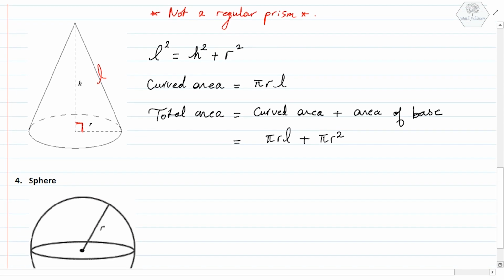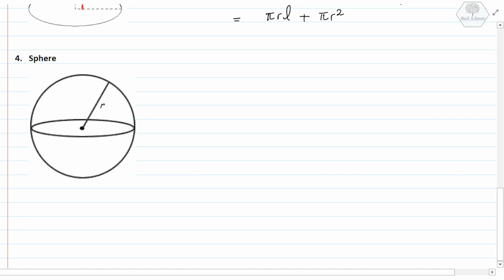Let's see our fourth three-dimensional shape, which is the sphere. The only thing that I have to know about the sphere is the radius of the sphere. Definitely the sphere is not a regular prism, but in order to find the total surface area, there is no curved area and no bases, so the surface area of the sphere is equal to 4 pi r squared. And this formula is also given in your formula booklet.